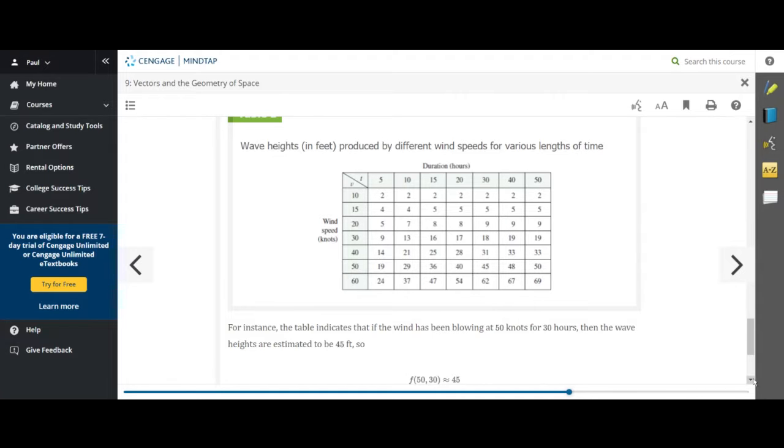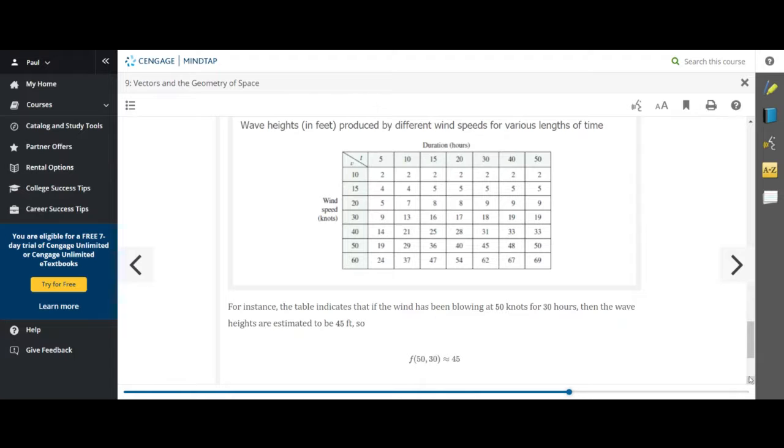They wrote that out there, so the estimate's 45. So there's an example where, if you want to model wave heights, you really need a function of two variables, and sometimes you even need more variables than that. Okay, and welcome to statistics. But at any rate, we'll stick to what we're doing here.